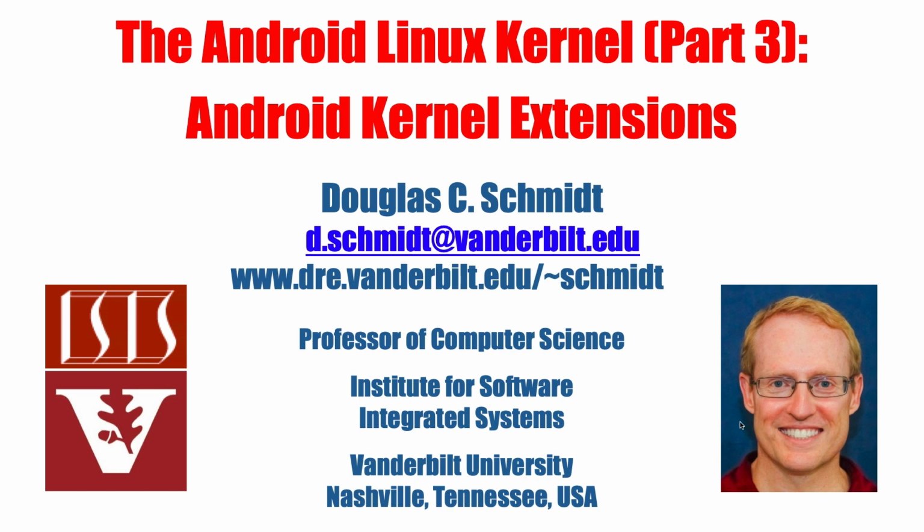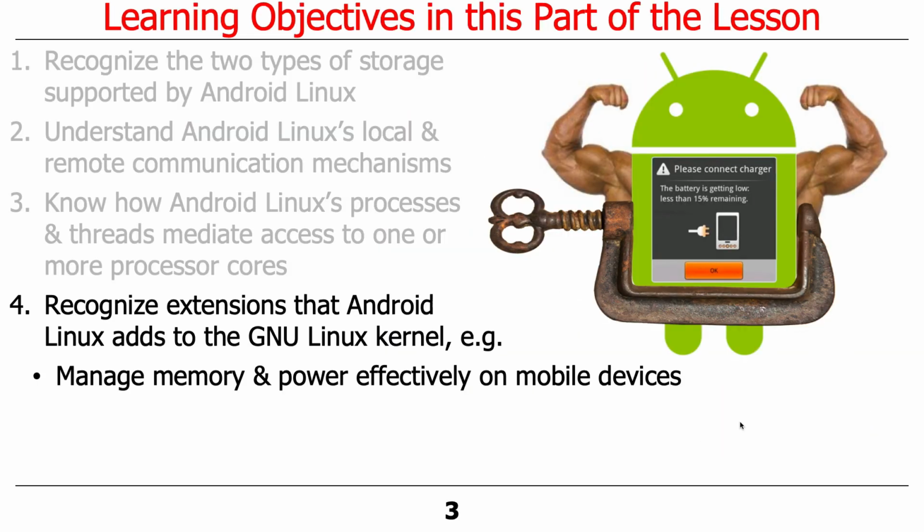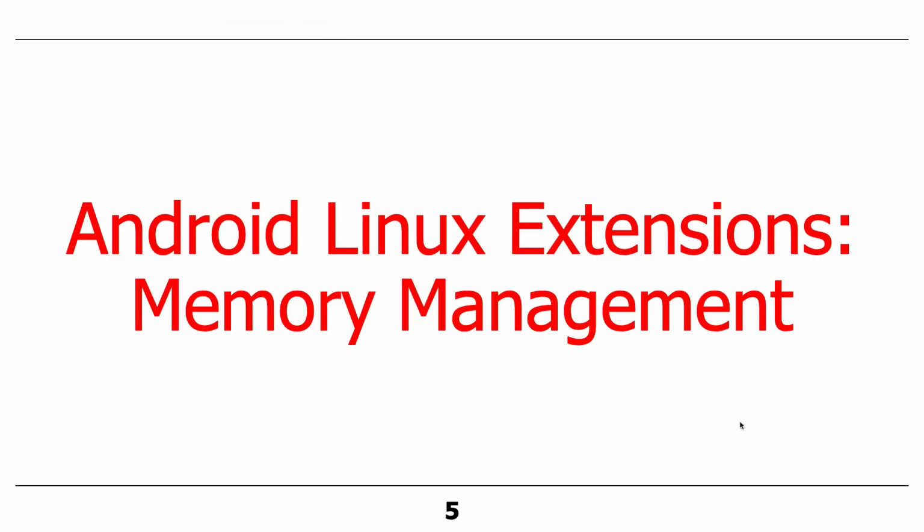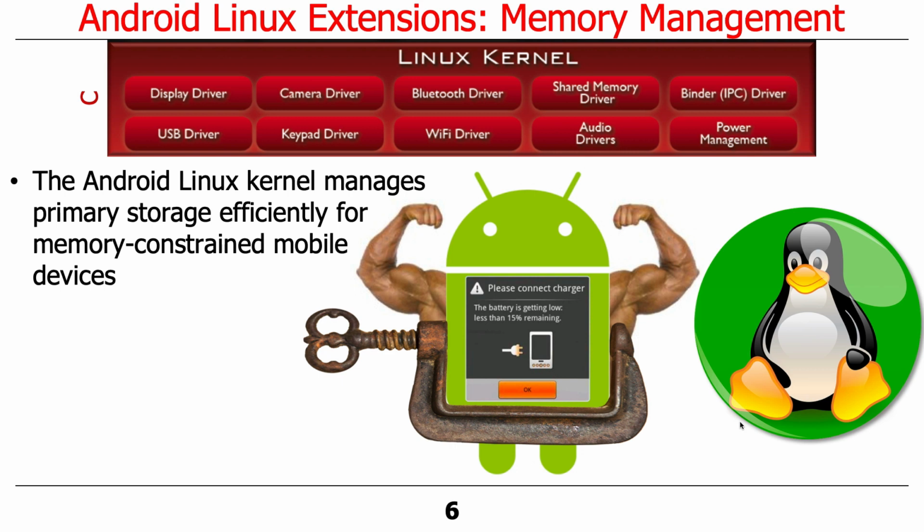The last thing I want to cover today will be some of the kernel extensions that Android does to go above and beyond what you'll find with Linux in order to customize Linux and the Linux kernel for the needs of mobile devices. And we'll see that the big theme that pervades all this stuff is trying to make the Android stack run more efficiently and effectively on memory and power-limited hardware. And we'll also talk a little bit about how they speed up performance for inter-process communication between the processes on the same device. So let's first talk about memory management.